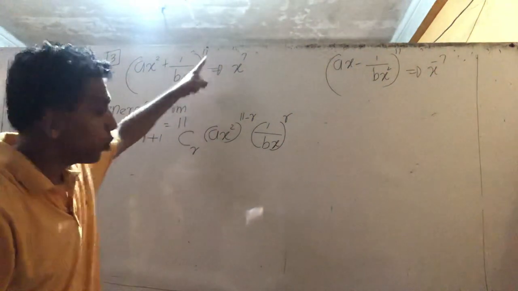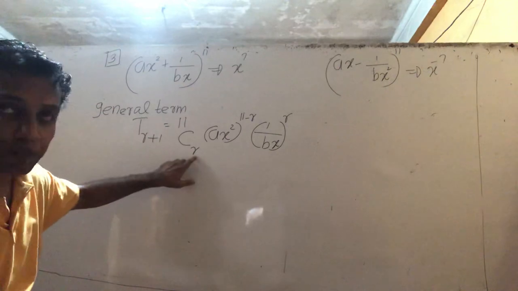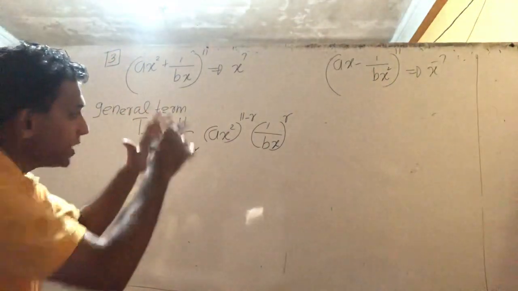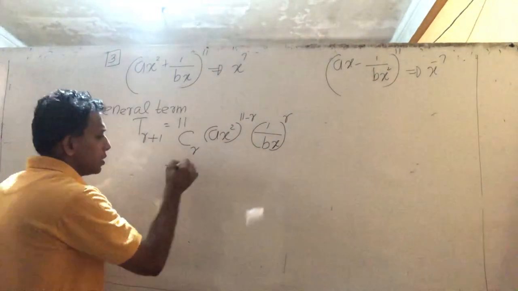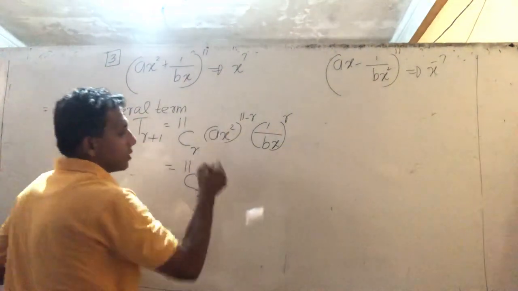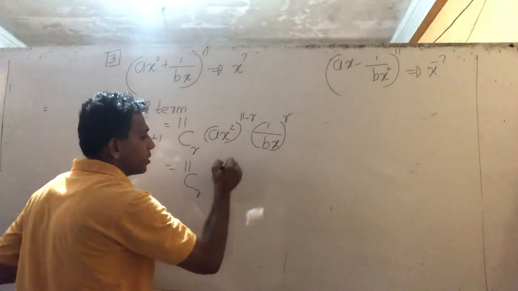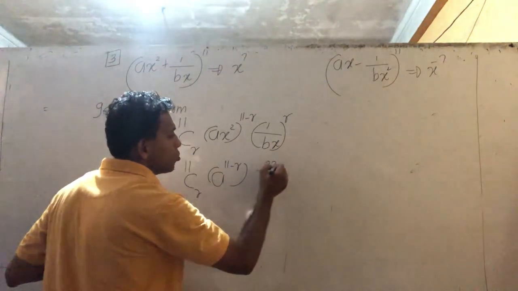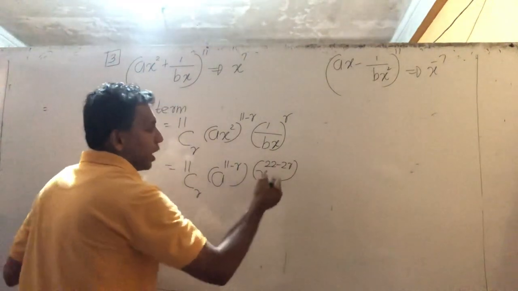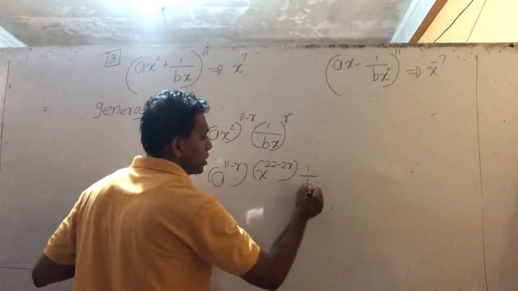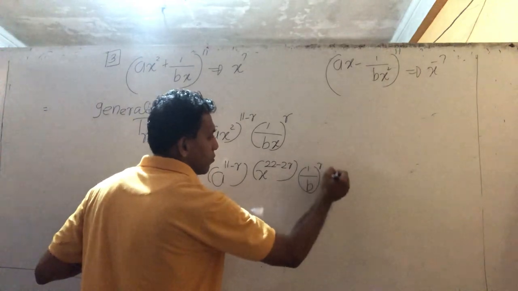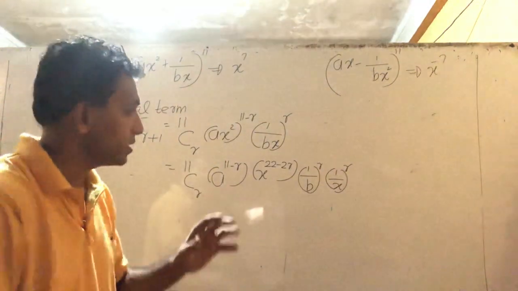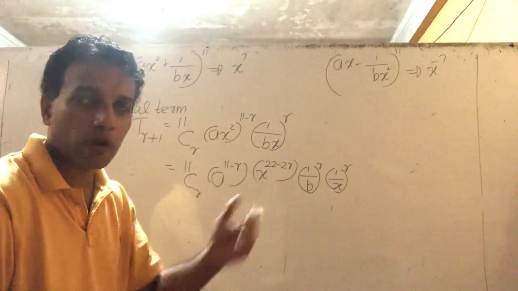Generally it is called nCr. Here r plus 1 means here r; T10 means r is 9; T50 means r is 49. Now we simplify this completely: 11Cr, a to the power 11 minus r, x to the power 22 minus 2r, and 1 over b to the power r, 1 over x to the power r. I am showing step by step, so note this pattern and study it for any future problems.